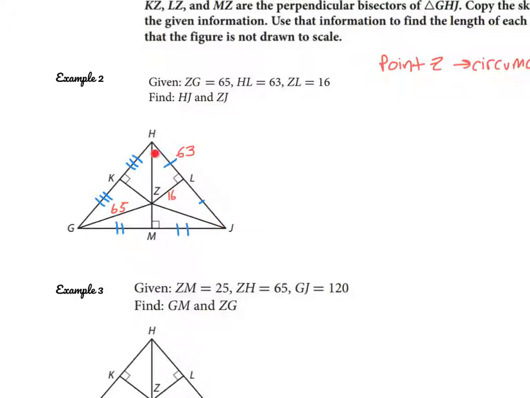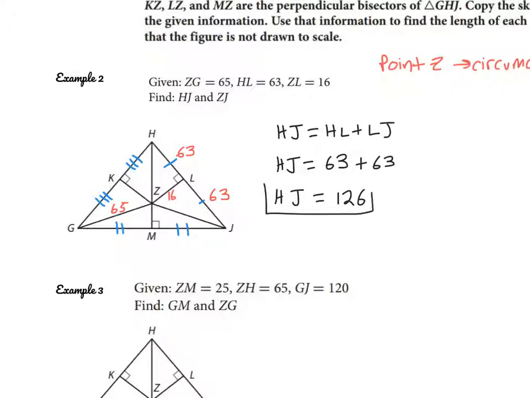The first thing you notice is that since we marked up our triangle so nicely, since HL is 63, so is LJ. So we can find HJ using the segment addition postulate. We know that HJ is equal to HL plus LJ, so HJ is 63 plus 63, which is 126. Again, we were able to do this because we are told that ZL is a perpendicular bisector, which creates two congruent parts.